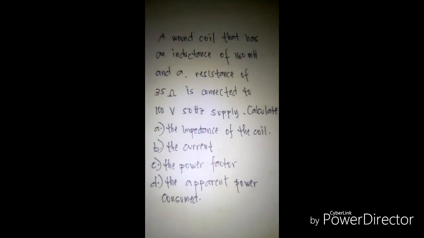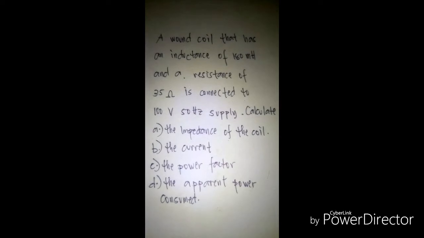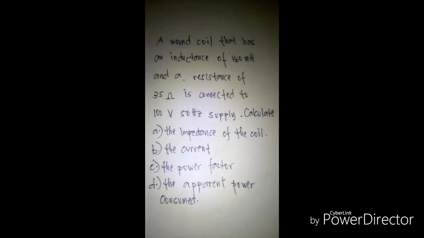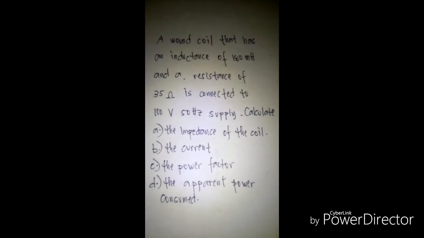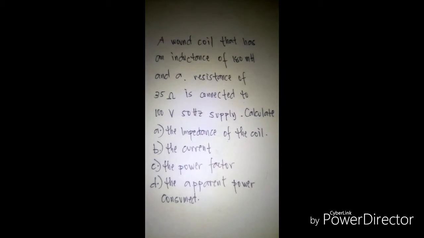A wound coil that has an inductance of 180 mH and a resistance of 35 ohms is connected to a 100 volts and 50 Hz supply. Calculate A, the impedance of the coil, B, the current, C, the power factor, D, the apparent power consumed.